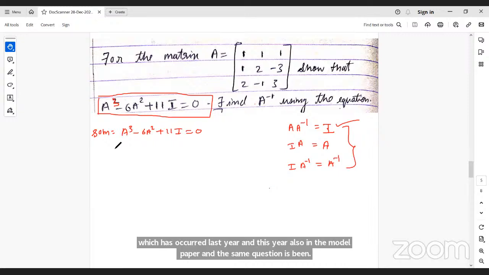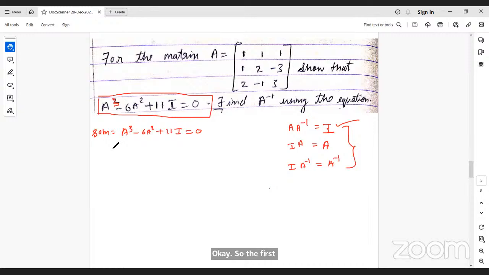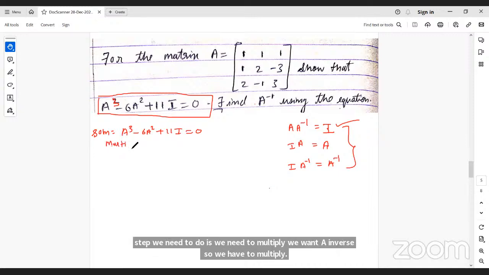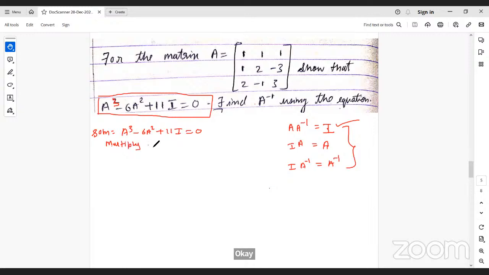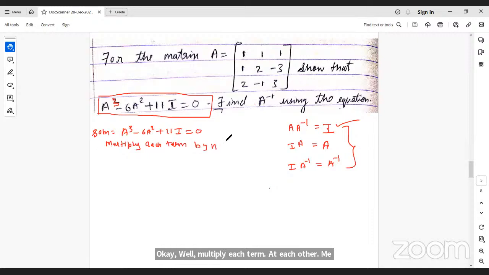The first step we need to do here is to multiply. We want A inverse, so we have to multiply each term, multiply both the sides by A inverse. See, A cube is there, so A will be repeating how many times? 3 times. A cube, and you need to multiply it by A inverse.